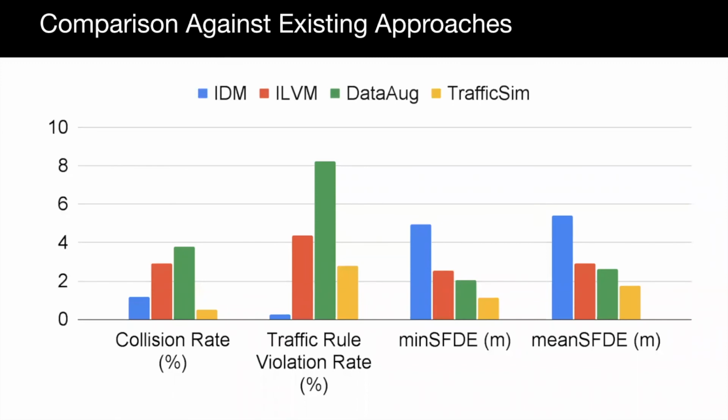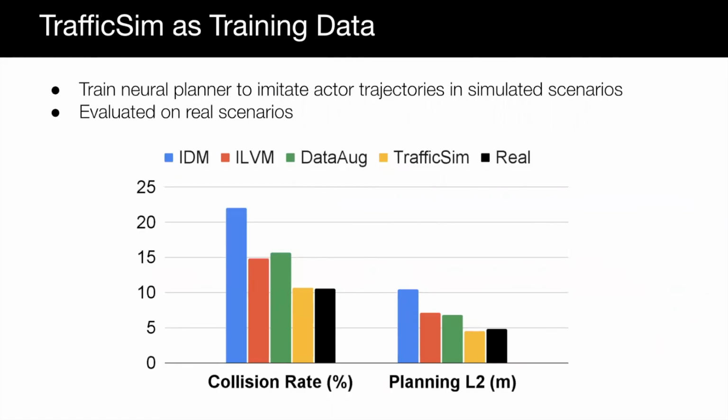Looking at the results, TrafficSim achieves the lowest scenario collision rate and scenario reconstruction error, and finally achieves traffic rule violation rate similar to that of humans. To evaluate the realism of our simulation, we train a neural planner to imitate simulated actor trajectories and then evaluate it on real scenarios. We find that the planner trained on TrafficSim scenarios achieves similar performance as a planner trained on real data, whereas other methods are much worse.